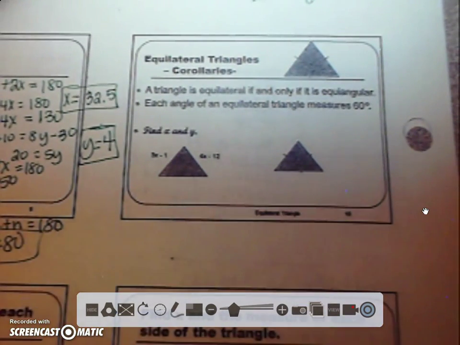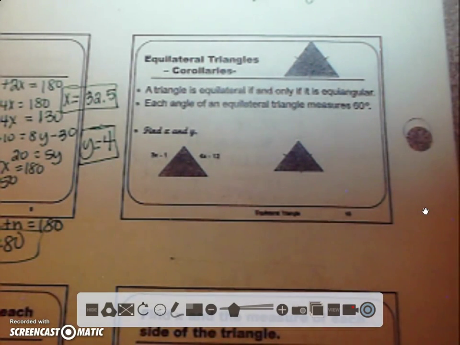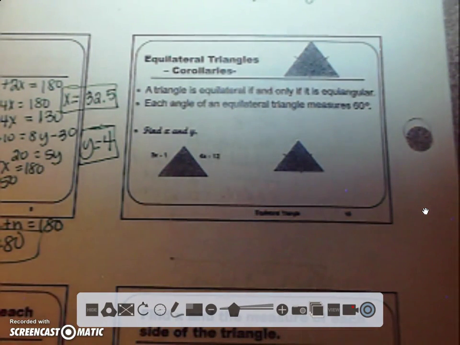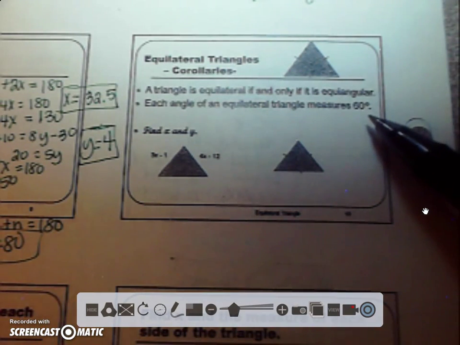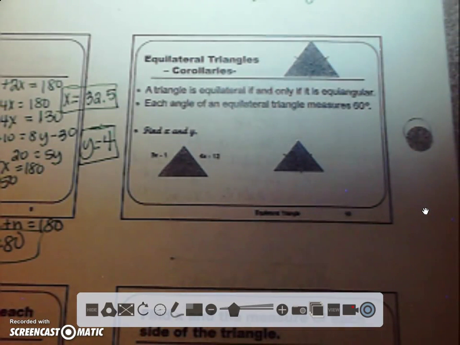We have some properties with equilateral triangles. So there's a couple of corollaries with them as well. A triangle is equilateral if and only if it is equiangular. Therefore, if all the sides are the same length, all the angles must be the same measure. If all the angles are the same measure, then all the sides must be the same length. Each angle of an equilateral triangle is going to measure 60 degrees, because if all the angles are the same measure, you divide 180 by 3 and get 60.